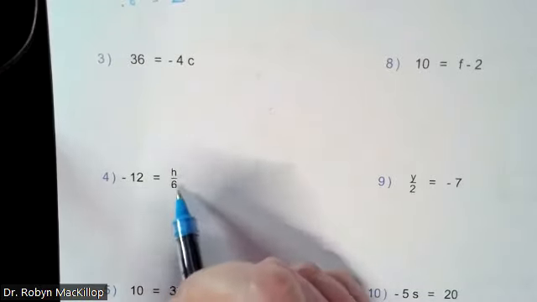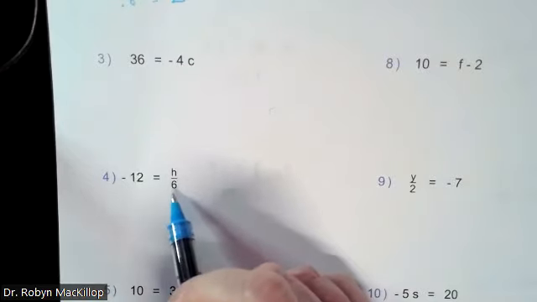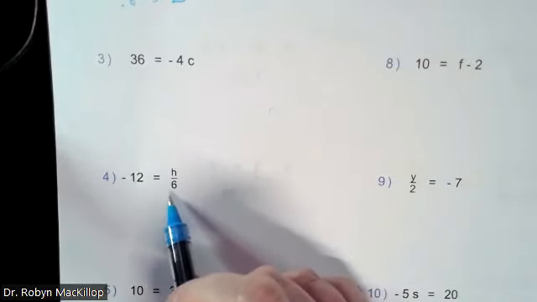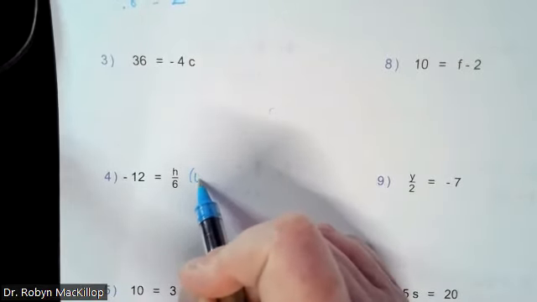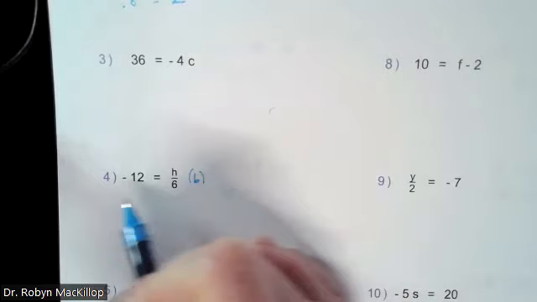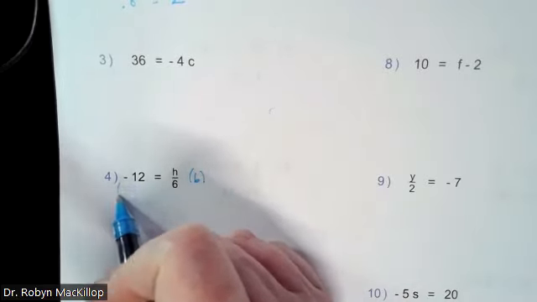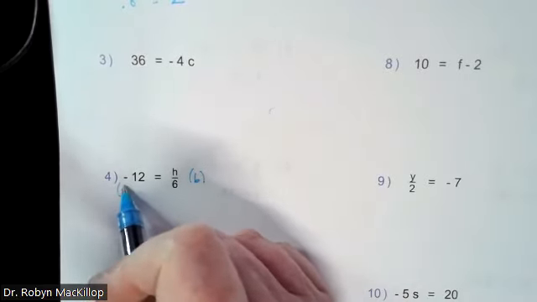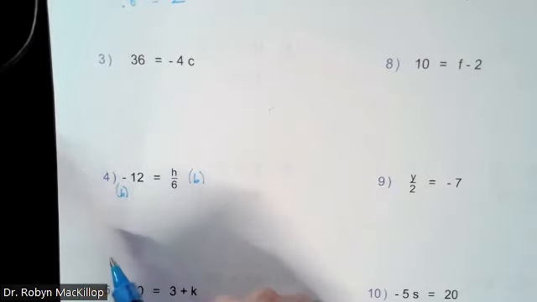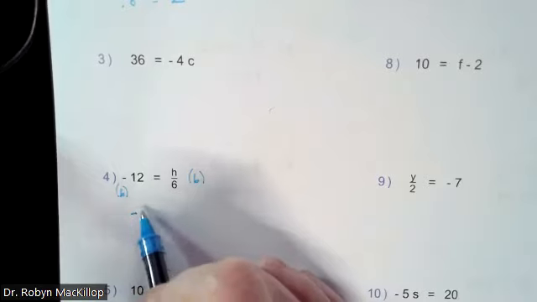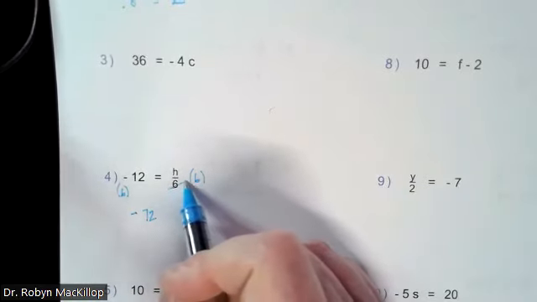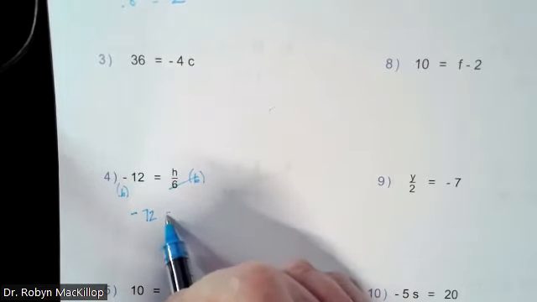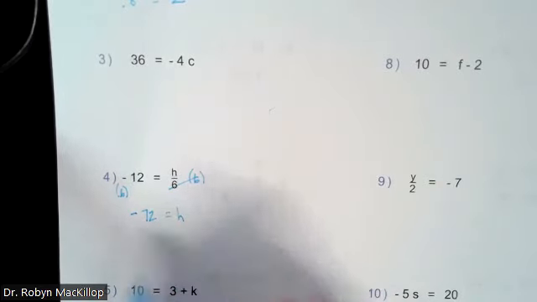So we need to deal with the 6. We're going to multiply this side by 6 to get rid of the 6, which means we're going to multiply this side by 6. What's negative 12 times 6? That's going to be 72, I think. Negative 72. These cancel, 6 times 6. And leaves you with H.